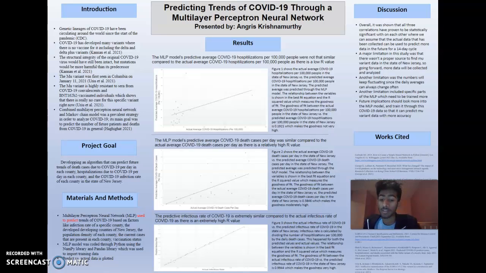Finally, the predicted infectious rate of COVID-19 is extremely similar to the actual infectious rate of COVID-19, as there is an extremely high R value. As said before, the R squared value measures the goodness of fit, and in this case the R squared value is 0.9944, which makes the goodness very high. To calculate the infectious rate, you divide the number of hospitalizations per 100,000 people by the number of average death cases per day, and you do it for both the predicted side and the actual side.